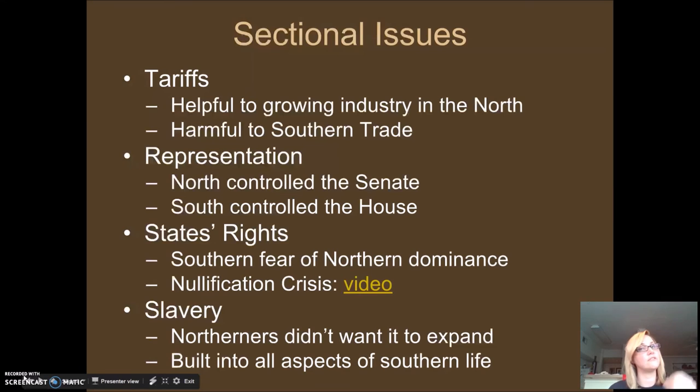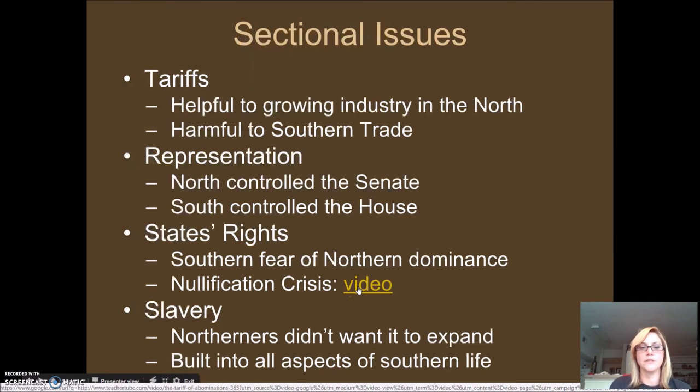Then, of course, we have states' rights. People will claim that the Civil War was fought because of states' rights, because the South feared this Northern dominance, and that the South feared that the North was going to change their way of life. And it eventually will lead to and culminate in the nullification crisis. So let's watch a quick little video about the nullification crisis.